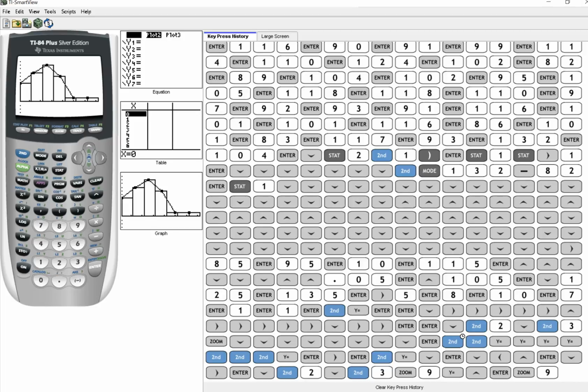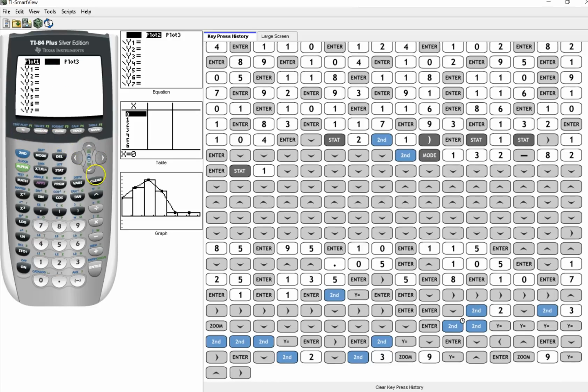So again, if I want to turn one plot on and turn the other plot off very quickly, go into y equals, and now if I want to turn the polygon back off, I can do that and go back in there.